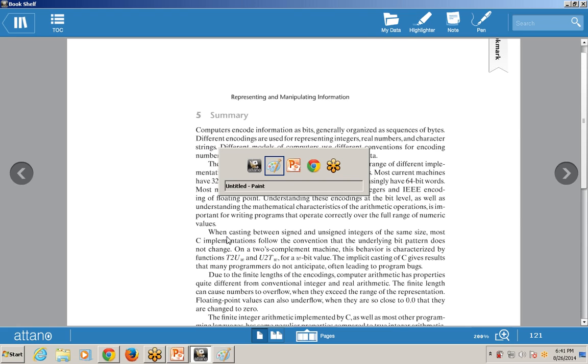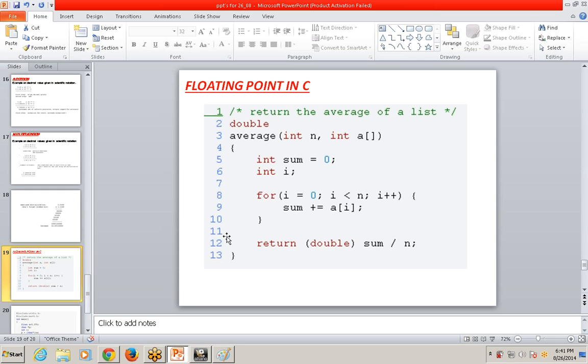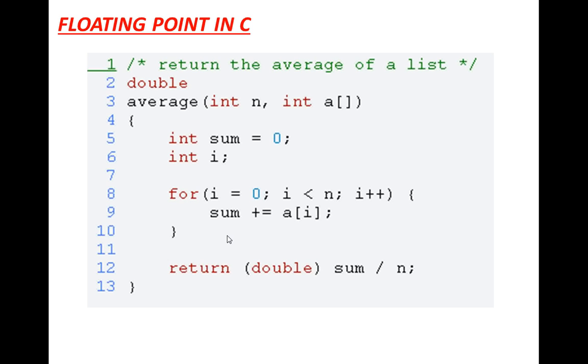Now the next topic is the summary, but before this let's check the slides. This is floating point in C. How we can represent the floating point number in C language. This is the program that returns the average of a list. So my main motto is to write the program that returns the average of a list.